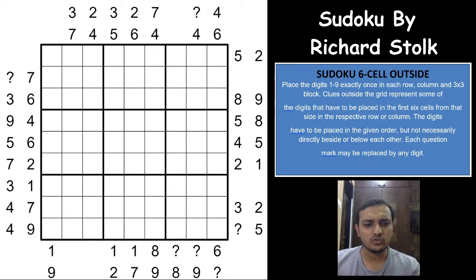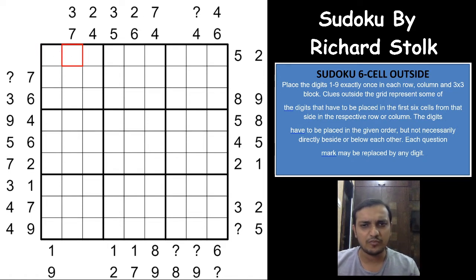And now coming on to the Sudoku. According to the rules, we need to place digits from 1 to 9 in each row, each column, and 3 by 3 box without repetition. That is what is meant by classic Sudoku.